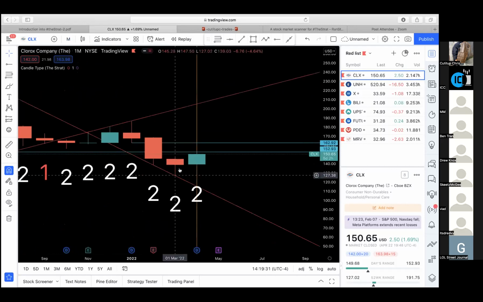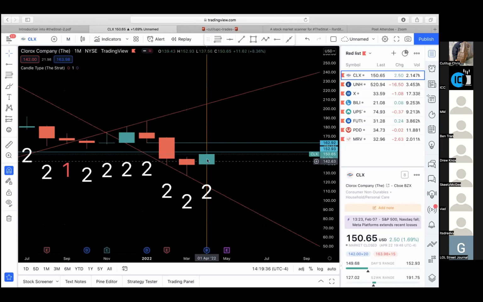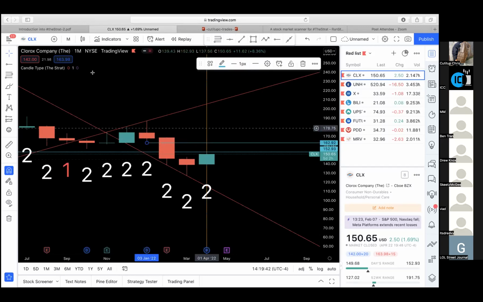So right now, Clorox is bouncing off of the monthly broadening formation, has a 2-2 trigger to the upside. So our target would be here. Conservatively, you want to have the pivot, so like 162.